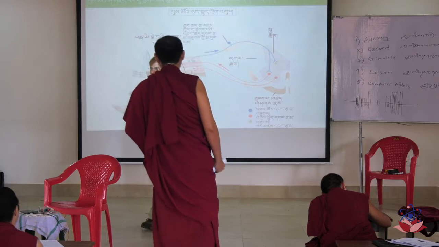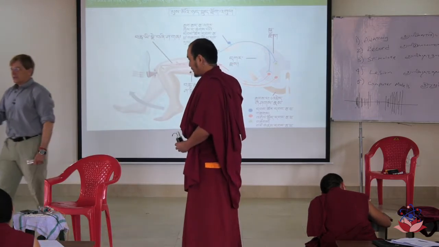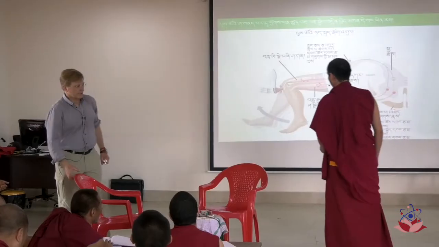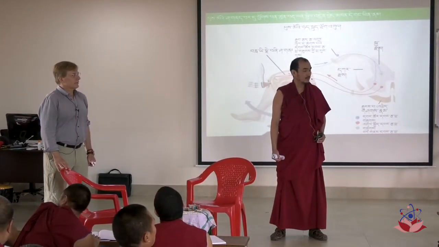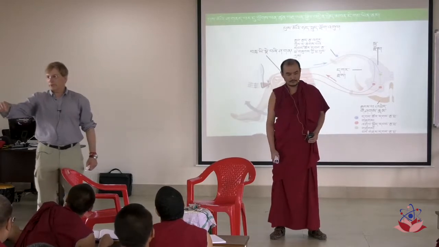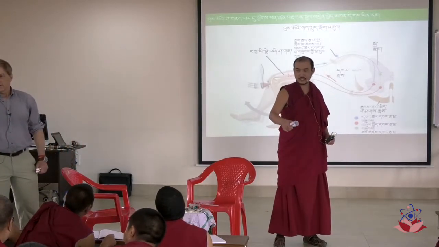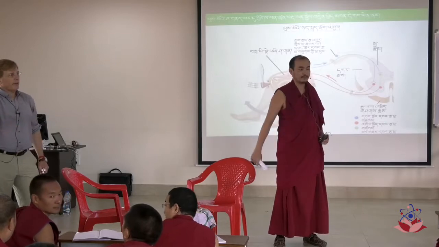Okay, we're going to break into groups of 8. Okay, one group of 8. 1, 2, 3, 4, 5, 6, 7, 8. This group here, 8.